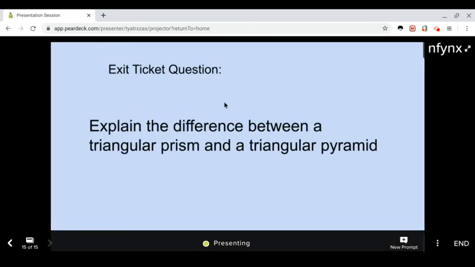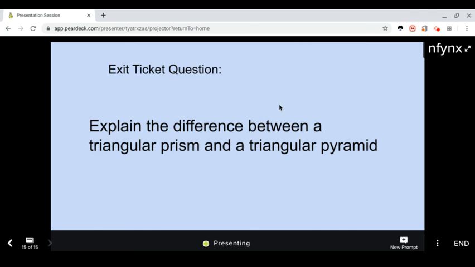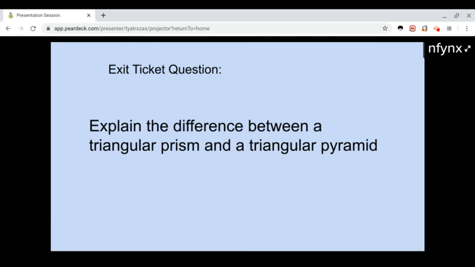And then our final exit ticket question is, explain the difference between a triangular prism and a triangular pyramid. We learned the triangular prism in the previous section, and this one was the triangular pyramid that we just learned today, so we would go over it in the next lesson.